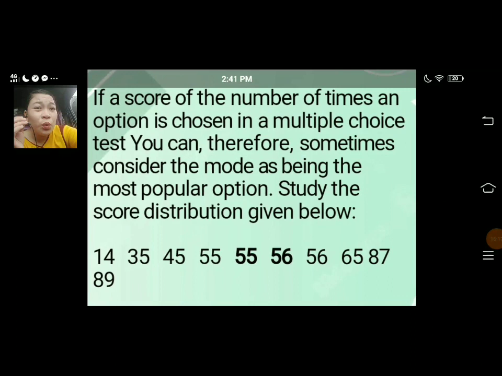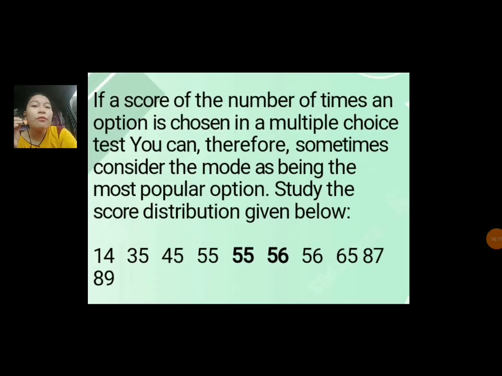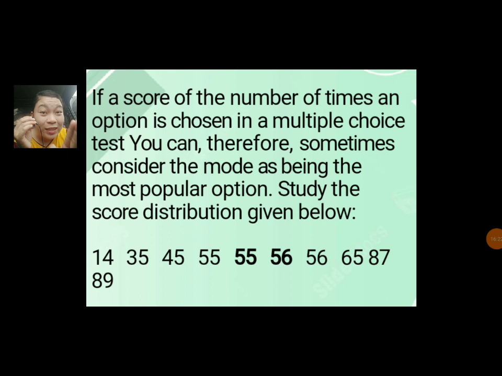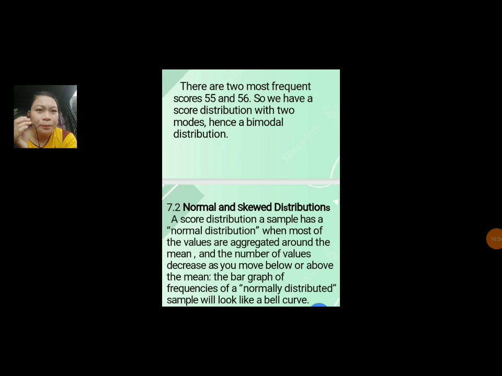Can we have two modes? Yes, of course. What do we call it if there are two modes? That is called bimodal. If there is only one mode, for example, if 45 becomes 55, then there are three 55s and two 56s, so the mode is 55. With only one mode, that is called unimodal. What if three? That is trimodal. And if there are 4 or more modes, that is called multimodal.